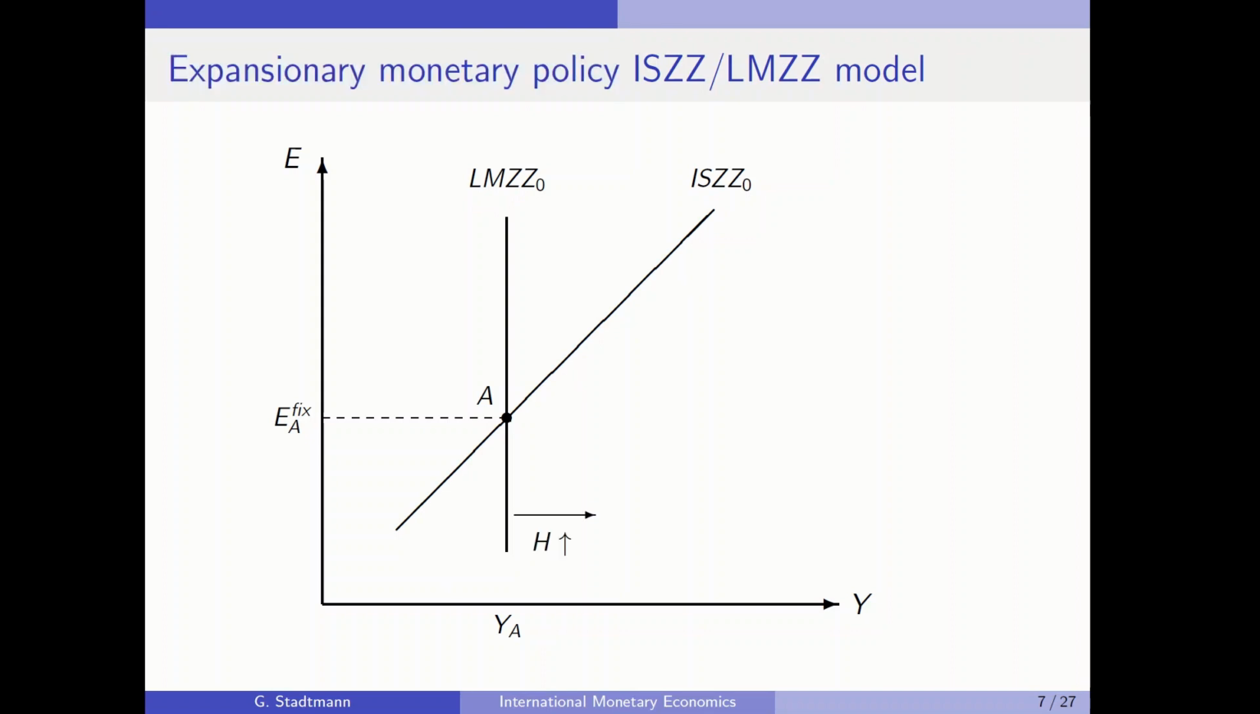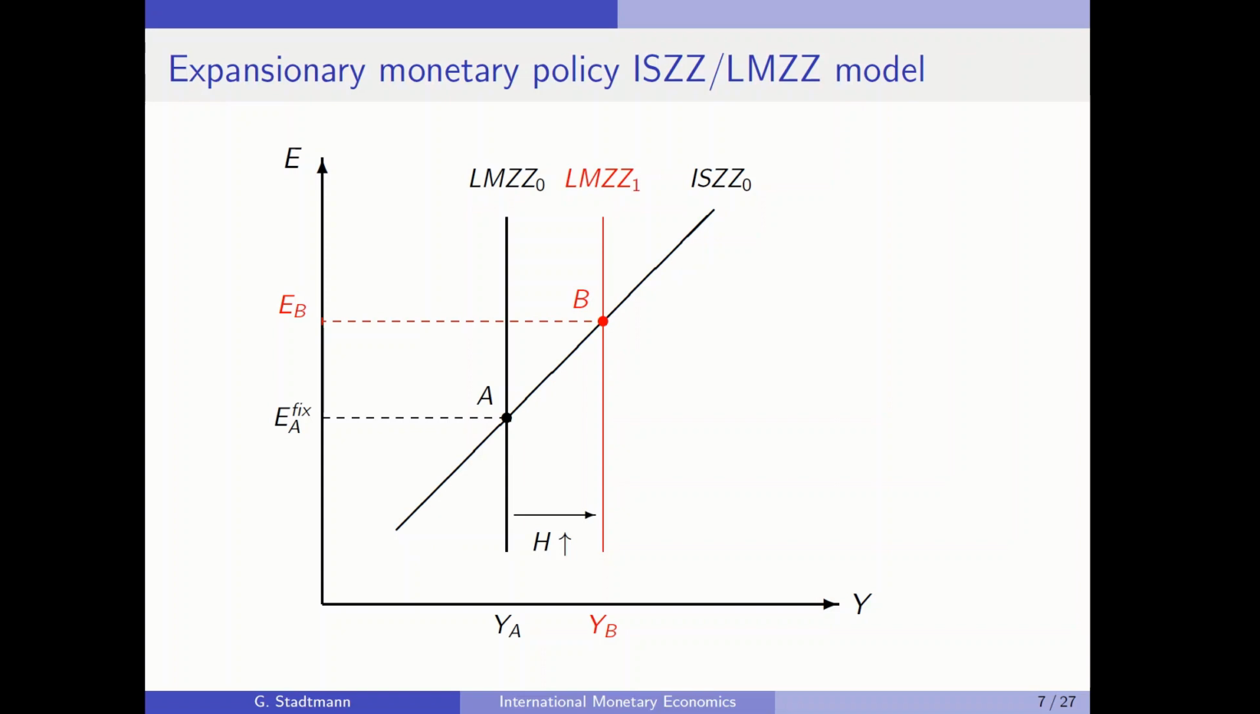The central bank performs an expansionary monetary policy in the following form: the central bank is printing new domestic money notes, is walking over to the domestic bond market, is buying domestic bonds, and thereby the H component of money supply increases. The H component increases and the LMZZ curve shifts to the right.